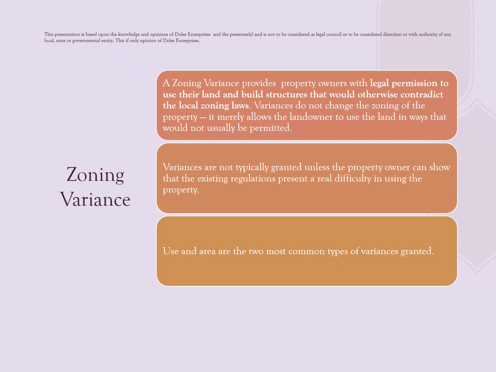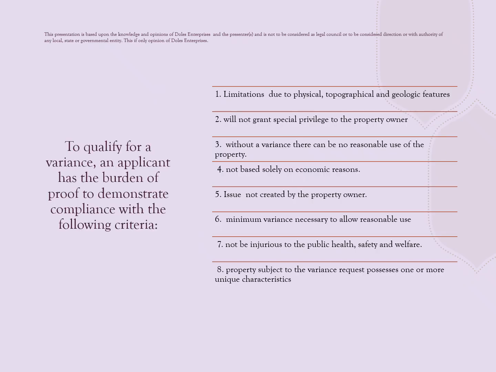Variances are not typically granted unless the property owner can show that the existing regulations present a real difficulty in using the property. Use and area are the two most common types of variance granted. This listing is from the International Zoning Code. The Basic Code Enforcement Handbook lists 4 issues in Chapter 3. If you are taking the ICC exam, you are advised to look closely at the questions to determine which would be applicable and the correct reference to use. We recommend using the zoning code as a default.